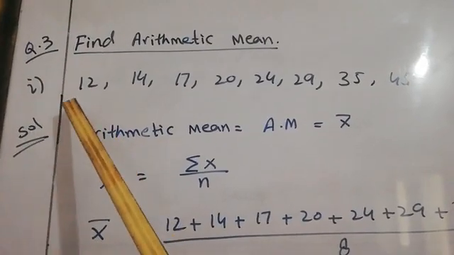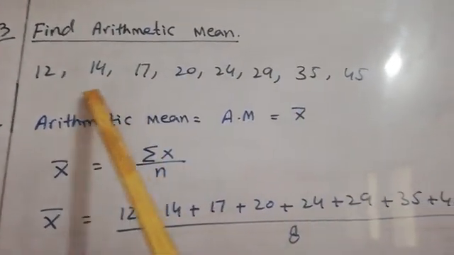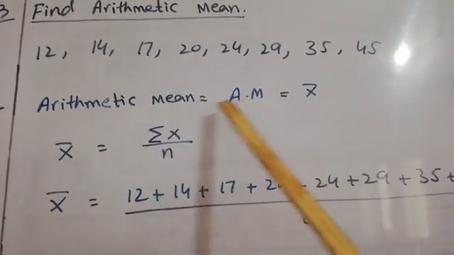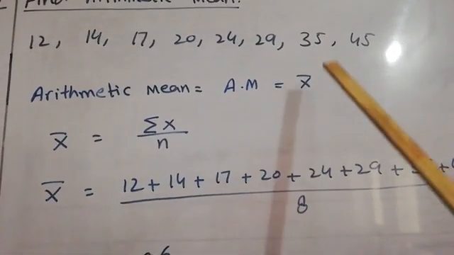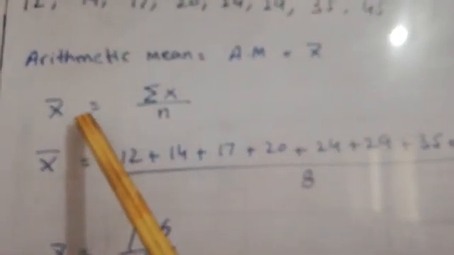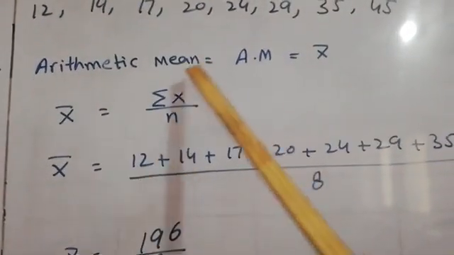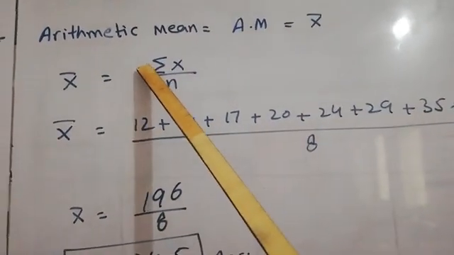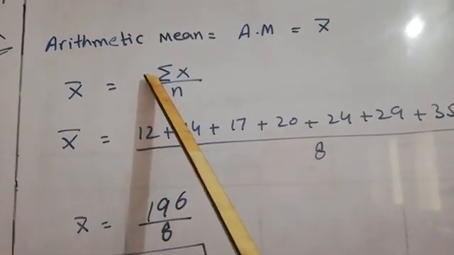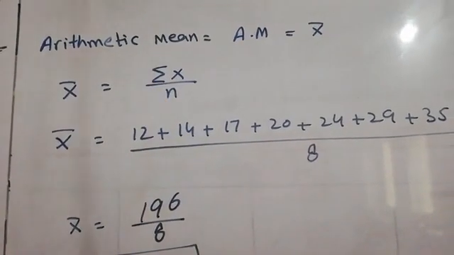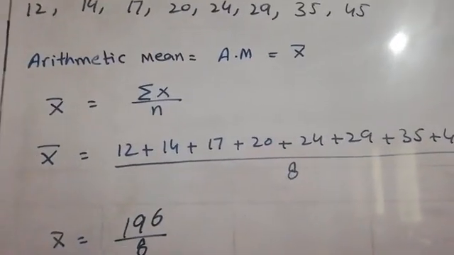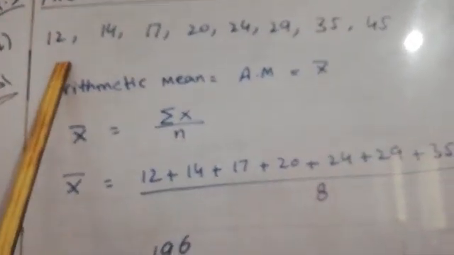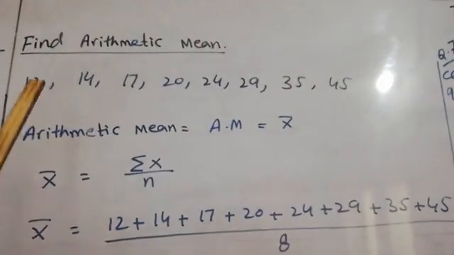Question number 3, part number 1. Find the arithmetic mean of the following data. My dear students, we can write arithmetic mean in the form of X bar also. The formula of X bar is equal to summation X over N. This is known as sigma also, but this is a summation. It is derived from the word sum. Sum means we will add. Summation means we will add all the values of the data. X means the values of the data.